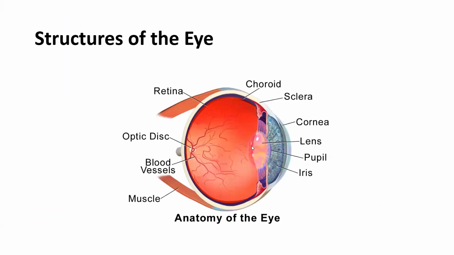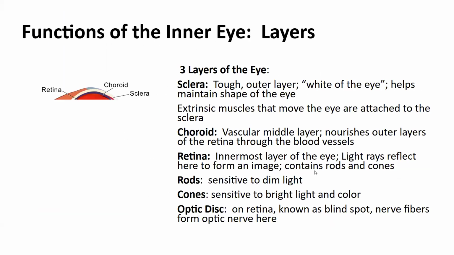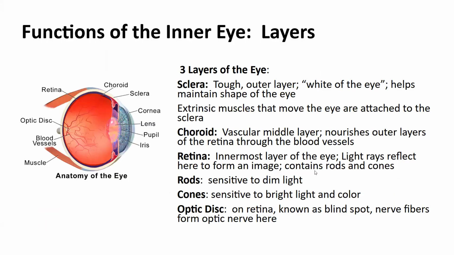So this is going to be the structure of the eye itself. We're going to start with looking at the functions of the inner eyes. So we have three layers here. We have our sclera, our choroid, and our retina. Our sclera itself is going to be the tough outer layer, or the white of our eye. So whenever you see your eyes, you see that white part, that is going to be known as our sclera. It helps maintain the shape of the eye itself.